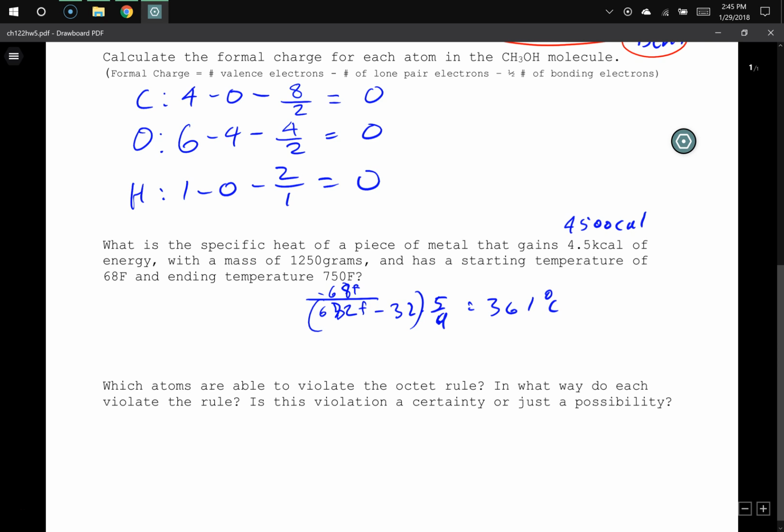And I get 361 degrees Celsius. And so I'm looking for a specific heat. So that's 4500 calories per gram, 1250 degrees C, 361 degrees C. So 4,500 divided by 361 divided by 1250. I get 0.01 calories per gram per degrees C. 2 sig figs.